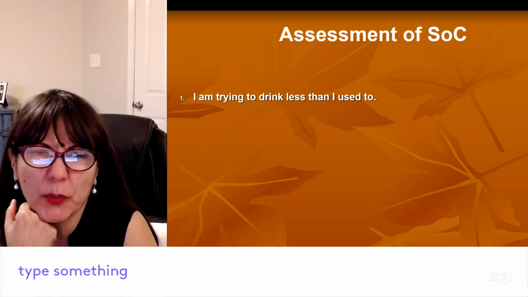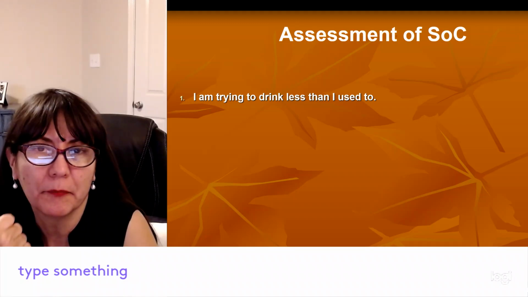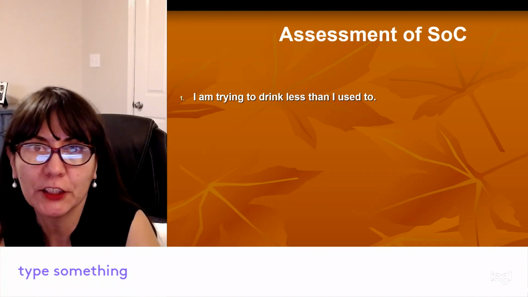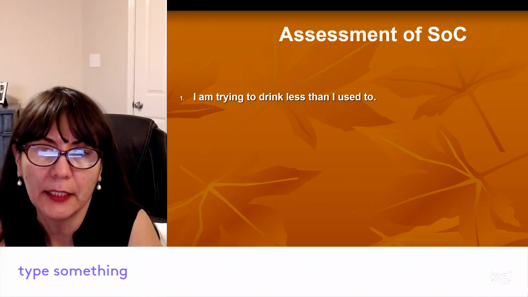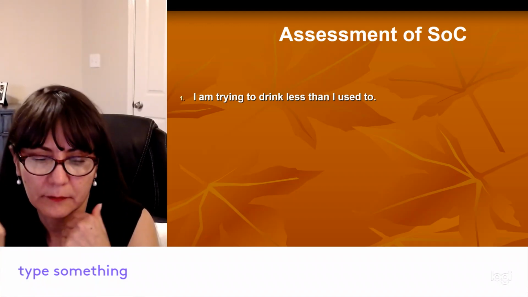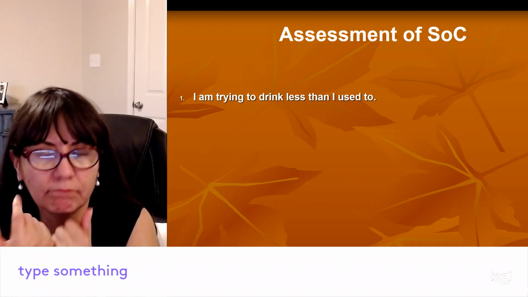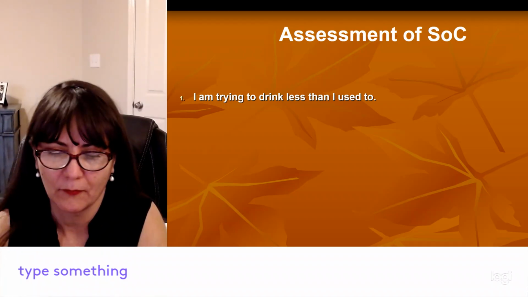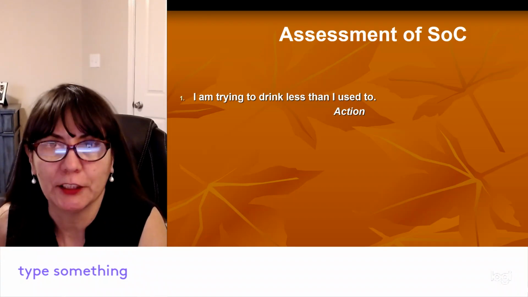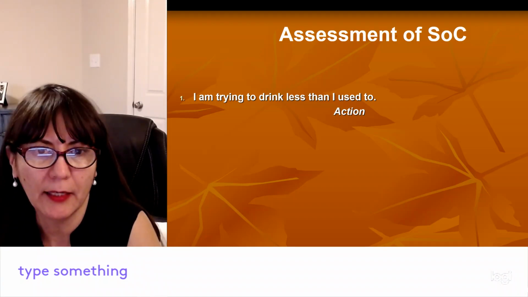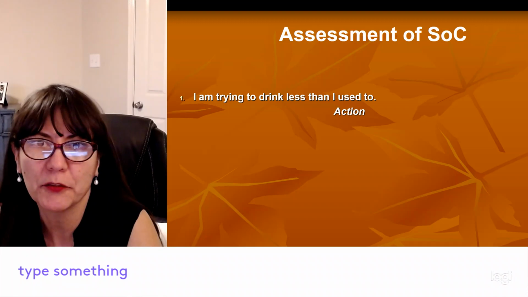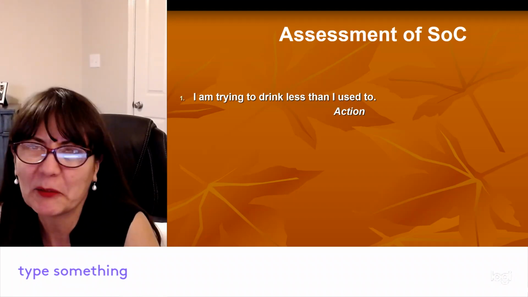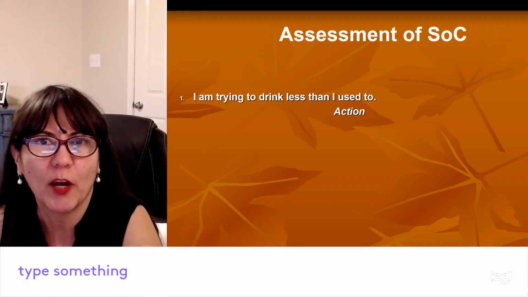So what stage would that be? Is it pre-contemplation, contemplation, preparation, action, maintenance? Which one? If you said action, you're right. It's like, okay, I'm trying to drink less than I used to. I know I didn't put a time frame on it, but I'm still trying. You can see that it's still not quite there, right?